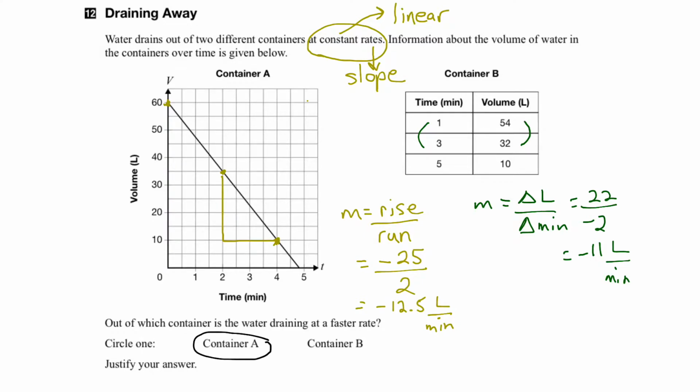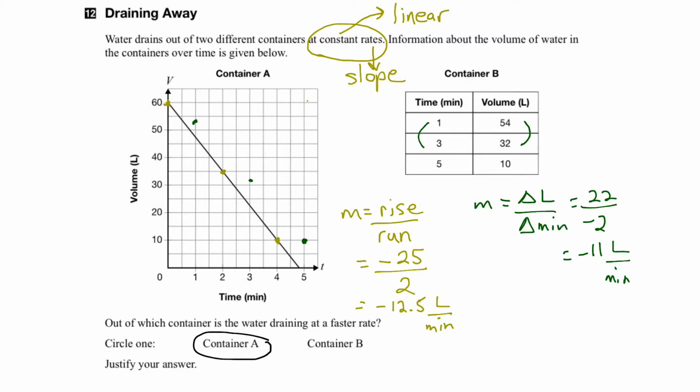To justify our answer, let's graph the second container. All right, let me get rid of these lines here to make it a little bit easier to see. Okay, at 1 minute, there's 54 liters in container B. So we go from 1 all the way up to 54, which is about here, and we put a point there. Then we look at time 3. There was 32 liters, so if we go to time 3, and go up to 32, it's about here. And finally, for time 5 minutes, there's 10 liters, so we go to 5 and go to 10 liters right there.